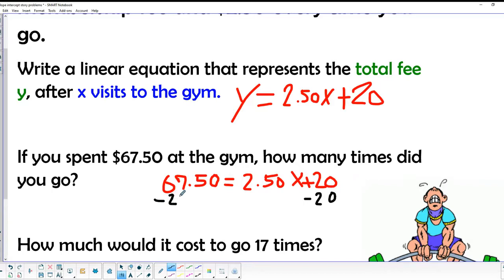So we minus 20 from this side, and we end up with 2.50x. And then 67.50 minus 20 would end up being 47.50. And then we just have to divide that by 2.50. So we're going to use our calculator because that's a decimal and it'll take a little bit of extra time to do that.